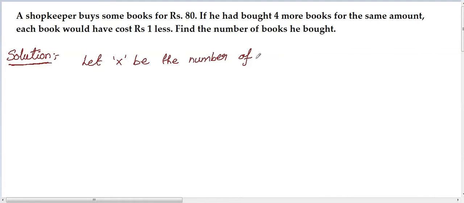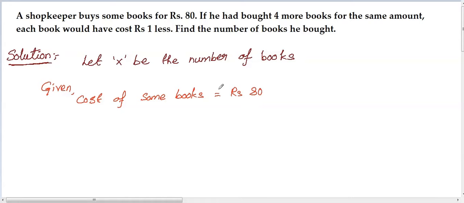Let x be the number of books he bought. Given the cost of some books, the cost of the number of books, is 80 rupees. So the cost of each book is 80 by x.